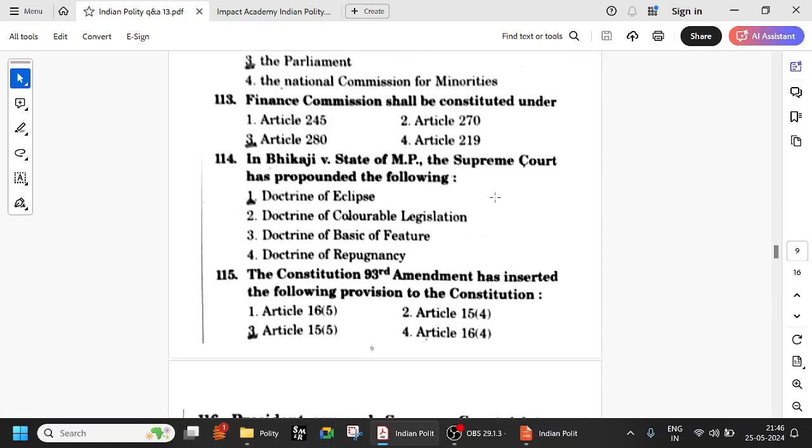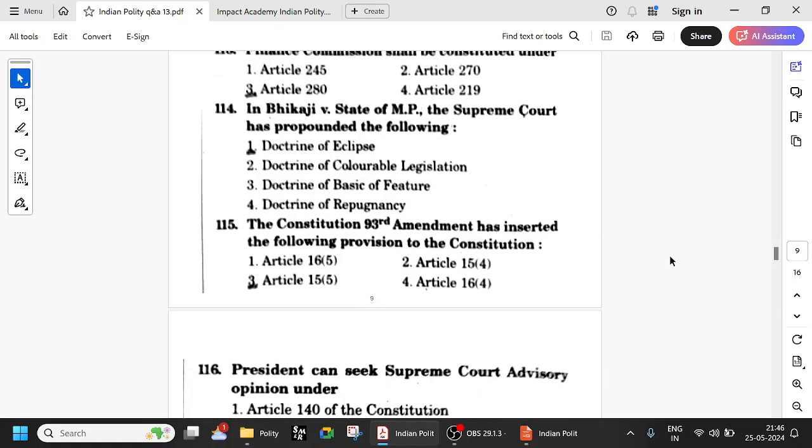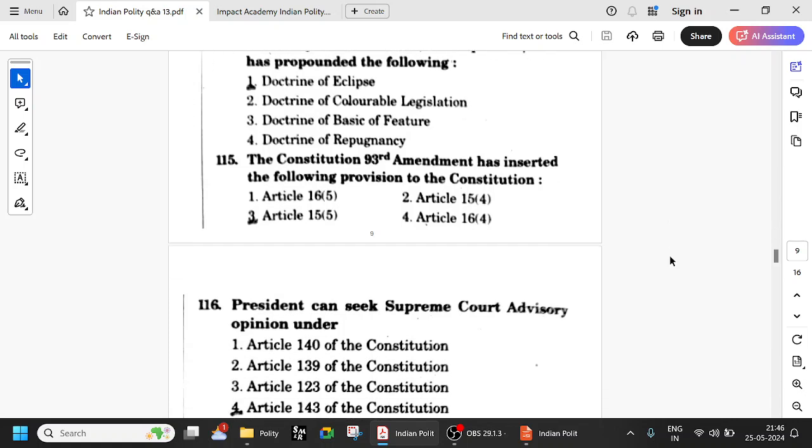In Bikaji versus State of MP, Supreme Court has propounded the following doctrine of eclipse. Sometime back we have seen Sarla Mudgal case, and like this, the Berubari Union case, all these things. In Berubari Union, it said preamble is not a part. In Sarla Mudgal, it said preamble is a part. And in Bikaji versus State of MP, it has said the doctrine of eclipse. The doctrine of basic structure is Kesavananda Bharati case, 1973. So the Constitution 93rd Amendment has inserted dash into this. So 93rd.